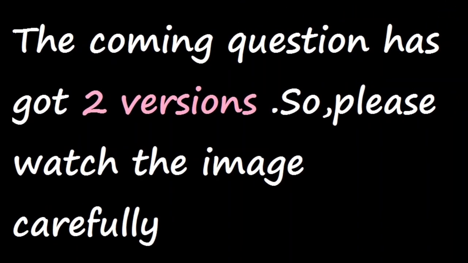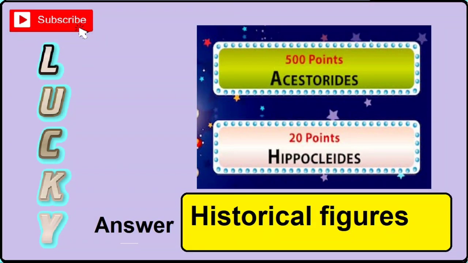Now, this coming question has two different version types, so please watch the image carefully. For example, in version 1 of this question, you can see it is written here Acestorides and Hippoclides. And if you find this set of words in the image, then the correct answer will be historical figures.